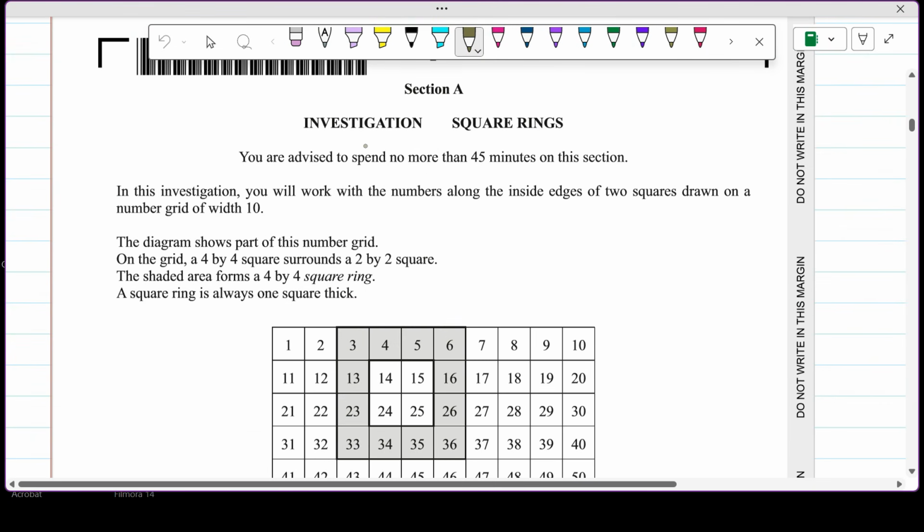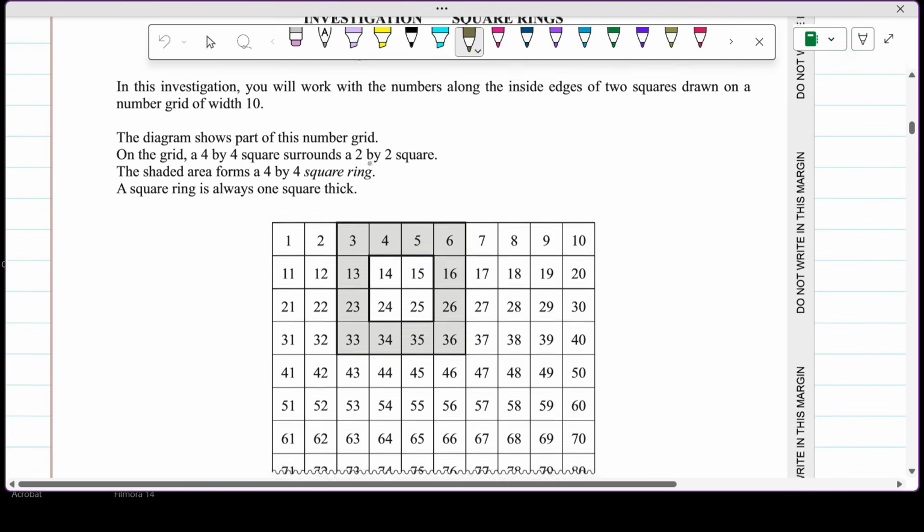Section 1, this is the investigation section, Square Rings. You are advised to spend no more than 45 minutes on this section. In this investigation, you will work with numbers along the inside edges of two squares drawn on the number grid of width 10. The diagram shows part of this number grid.